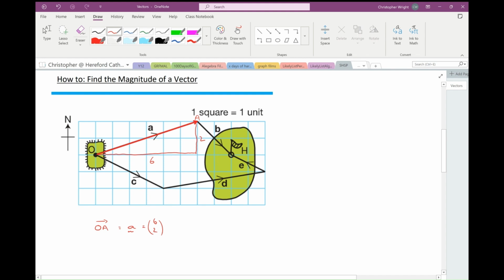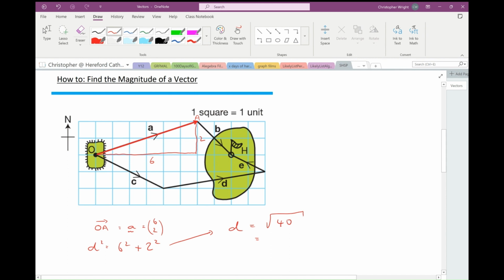So I can work out the magnitude of the vector, or the distance, the length of that hypotenuse, by doing d squared equals 6 squared plus 2 squared using Pythagoras. So d will be the square root of 6 squared plus 2 squared, the square root of 40. And of course you can use your calculator to work that out.